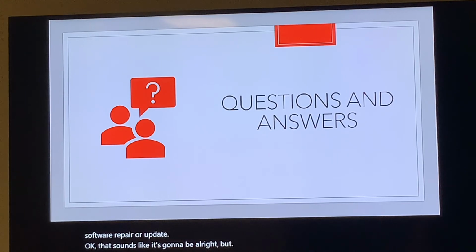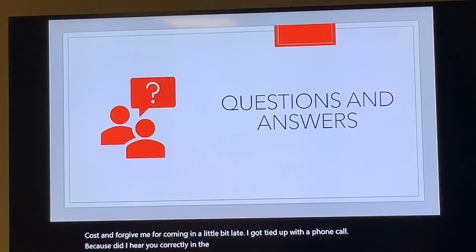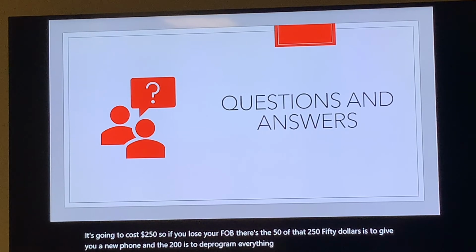Cost, and forgive me for coming in a little bit late. I got tied up with a VA phone call. They were quizzing me on some things, but the cost. Did I hear you correctly in the tail end of your presentation that to replace the fob it's going to cost $250? So if you lose your fob, $50 of that $250 is to give you a new fob, and the $200 is to deprogram everything that your fob had access to.